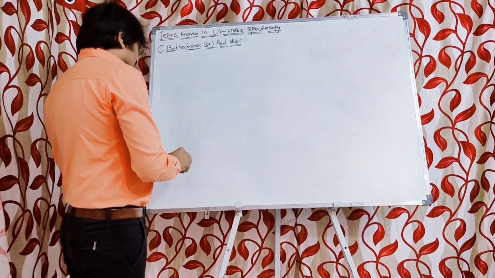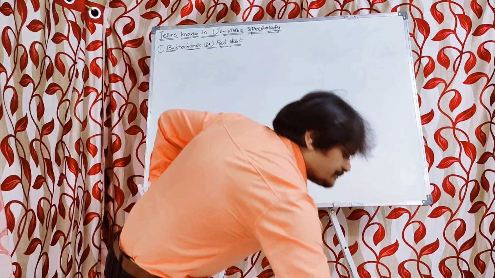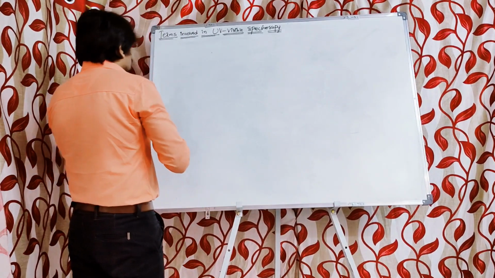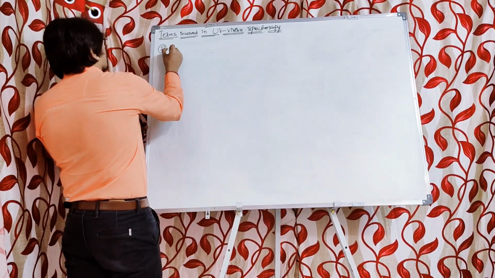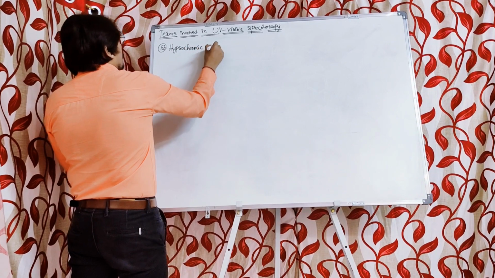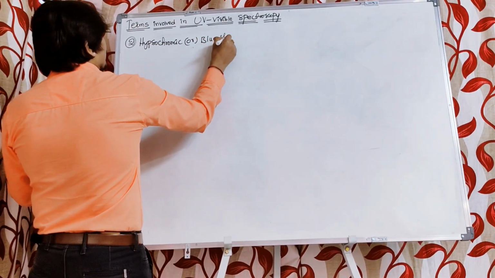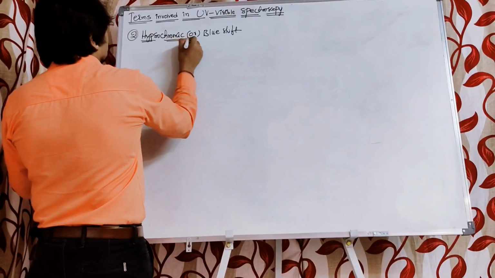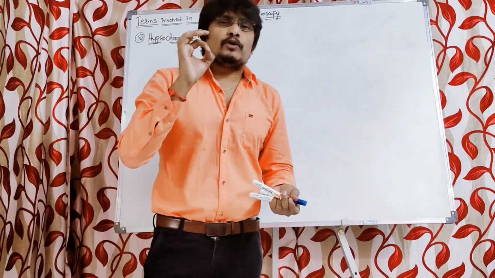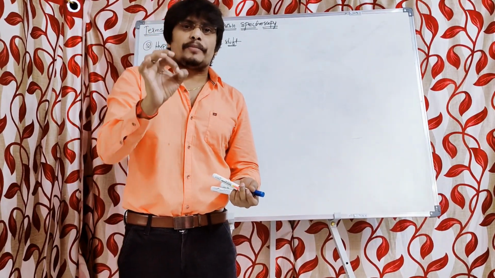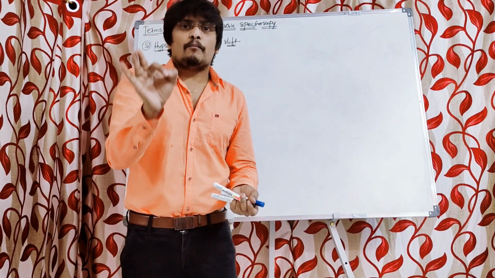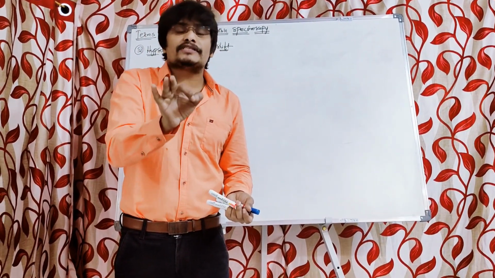Right. So what is the second shift? The second shift is hypsochromic or blue shift. Now, what is hypsochromic or blue shift? This hypsochromic or blue shift is exactly the reverse of the bathochromic or red shift. This is an effect by virtue of which the absorption maxima of an unsaturated molecule shifts towards shorter wavelength.